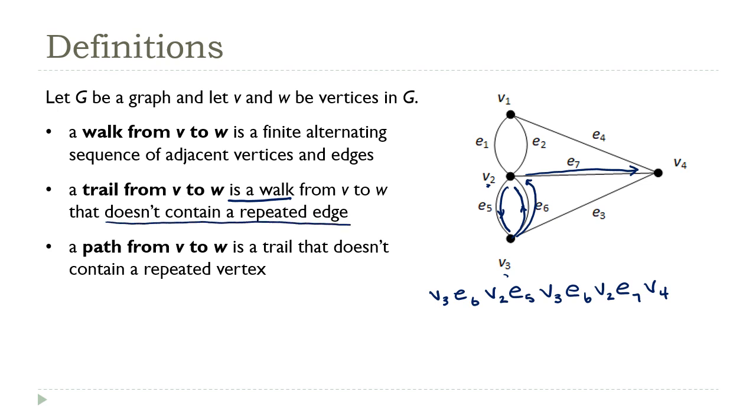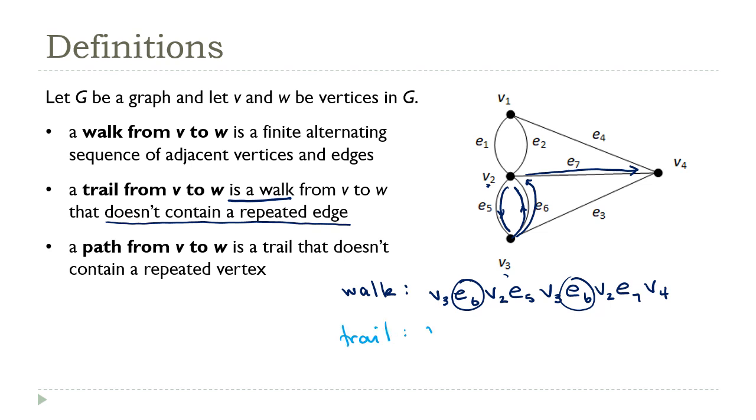a repeated edge. So my initial example here, right, of a walk, this is not a trail because where is it here? Edge 6 appears more than once. Right? So if I took that out, let's try another option here that is a trail.